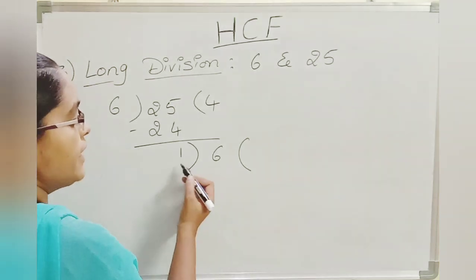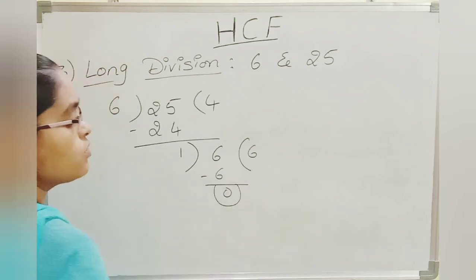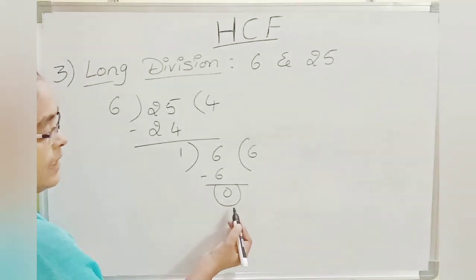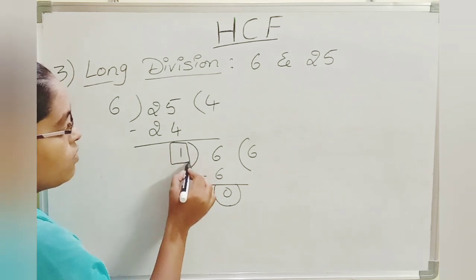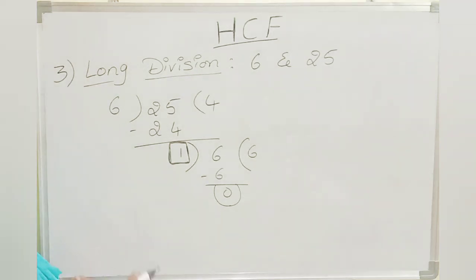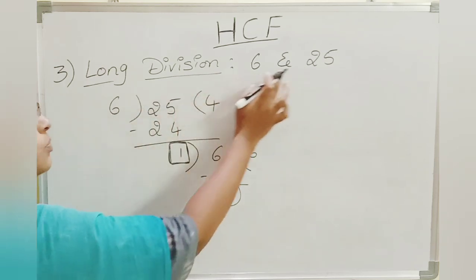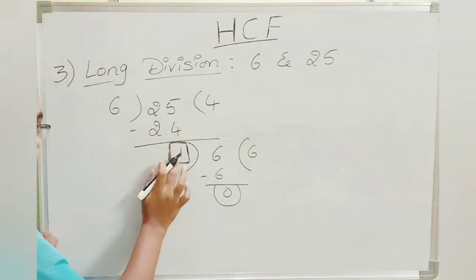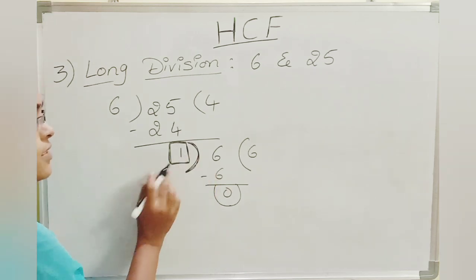Now in the 1 table, where do we get 6? 1 6s are 6. Now the remainder is 0. We need to do this process until we get the remainder as 0. In the step where we get the remainder as 0, whatever divisor we have, that divisor is the HCF of the given numbers. Here I am taking 25 and dividing it with 6; the smaller number is the divisor. 6 4s are 24 and I get 1 as the remainder.